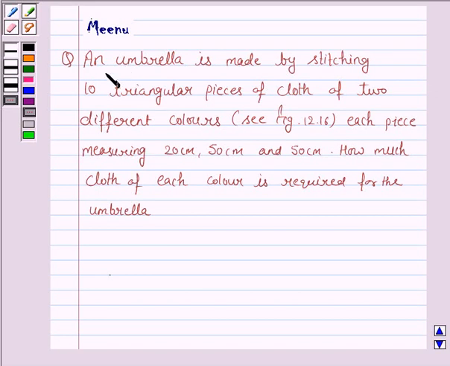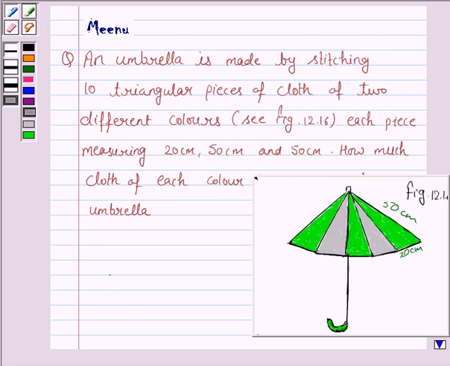It says an umbrella is made by stitching 10 triangular pieces of cloth of two different colors. Each piece measures 20 cm, 50 cm and 50 cm. How much cloth of each color is required for the umbrella? So this is the figure we need to refer.